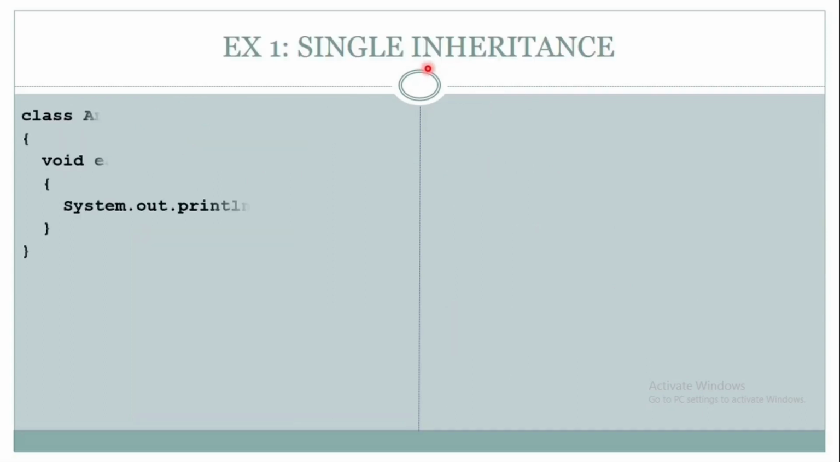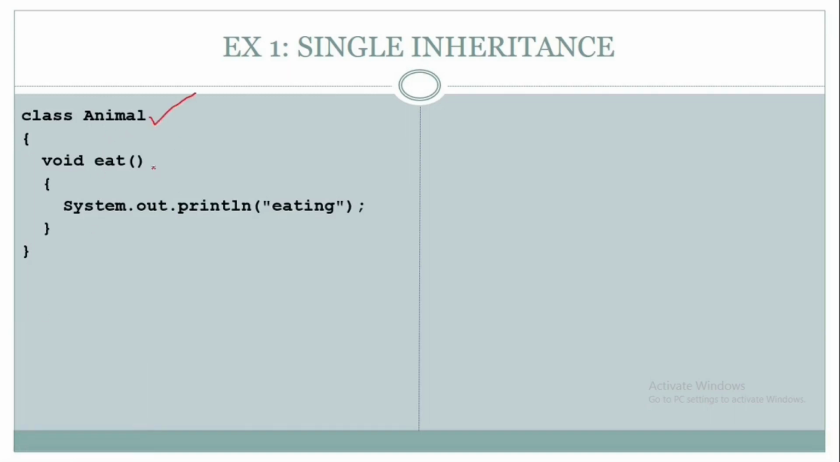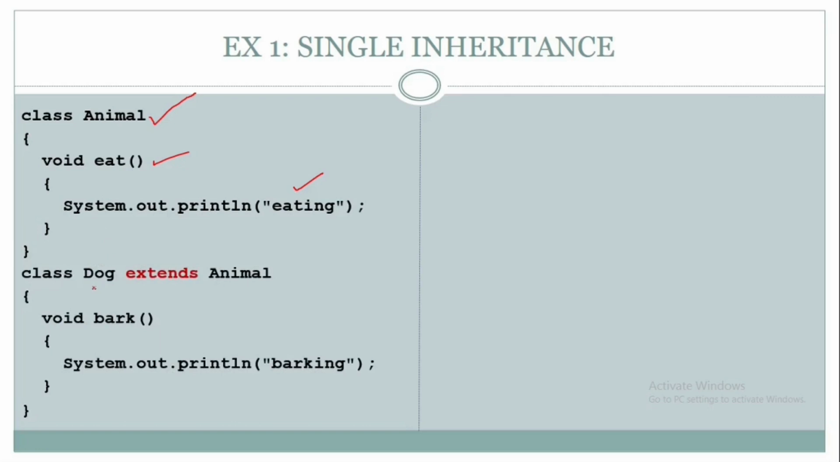Now let us create a class called animal. Class animal has a method called eat that prints the word eating. Now let me create one more class called dog. As you can see here, dog extends animal, which means dog will inherit all the features of animal. And dog has a method called bark that prints barking. That's it. Now this animal is called the superclass and dog is called the subclass.